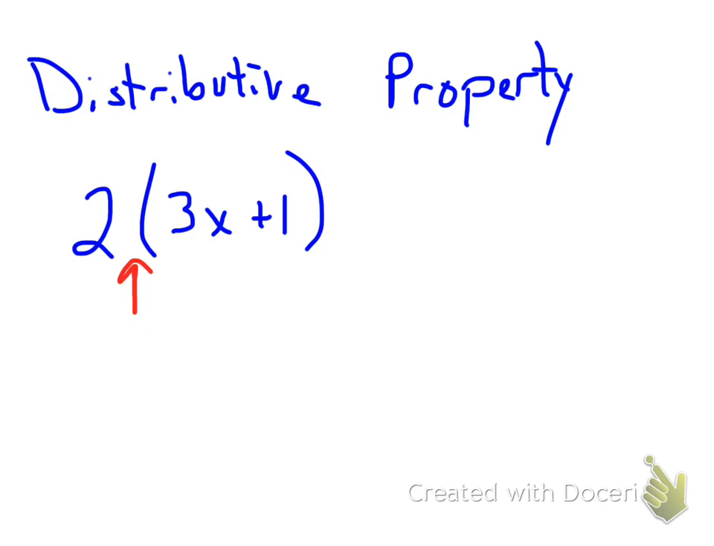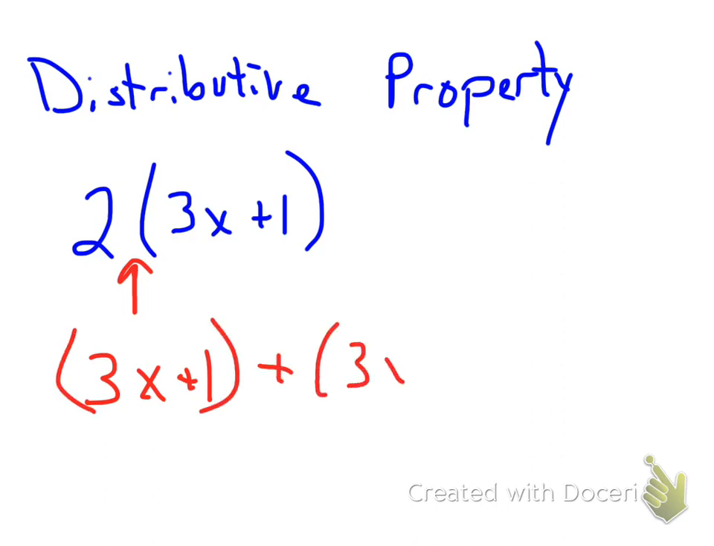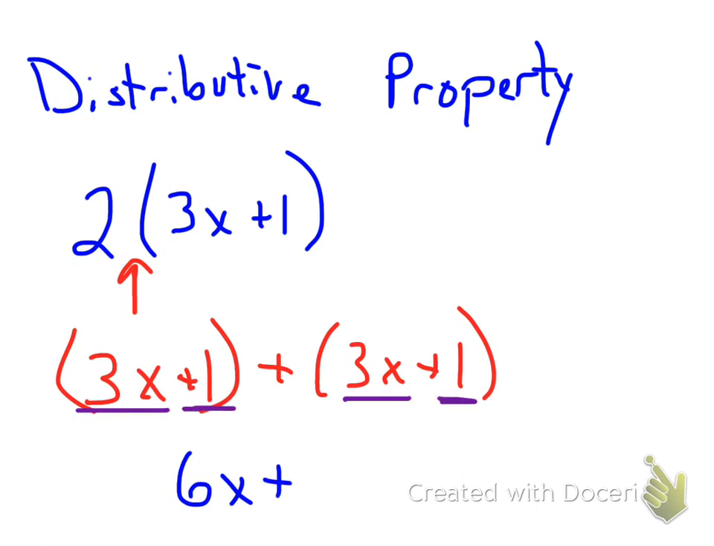So this is the same thing as 3x plus 1 plus 3x plus 1. I have 2 sets of 3x plus 1. To simplify this, I'm just going to combine like terms. 3x plus 3x will give me 6x. 1 plus 1 will give me positive 2.